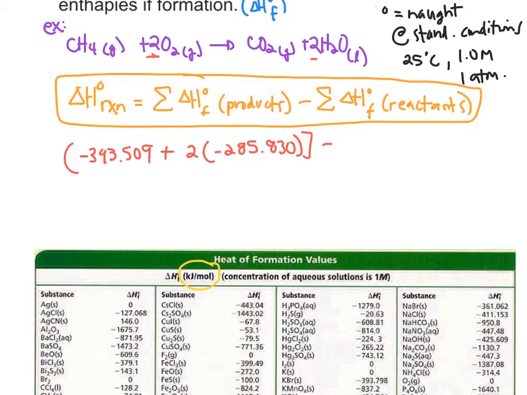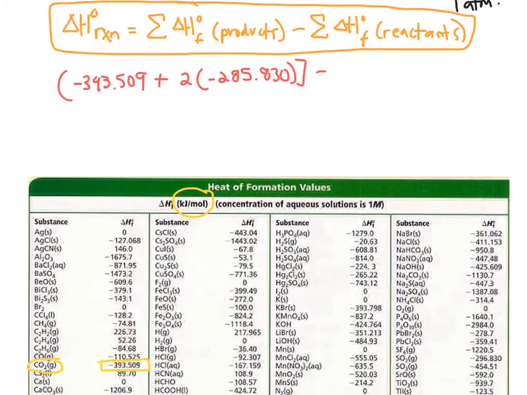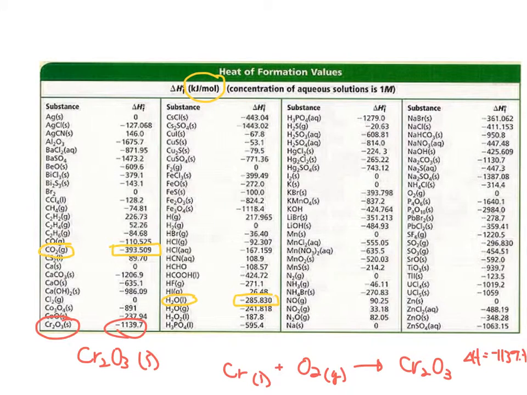So our reactants are methane gas, CH4 gas, and 2 oxygen gas molecules. So let's go find those in our table. Methane gas right here is negative 74.81. And then oxygen, let's find O2. I'm sure it's in here somewhere. Okay, you'll notice O2 gas has an enthalpy of formation of 0.